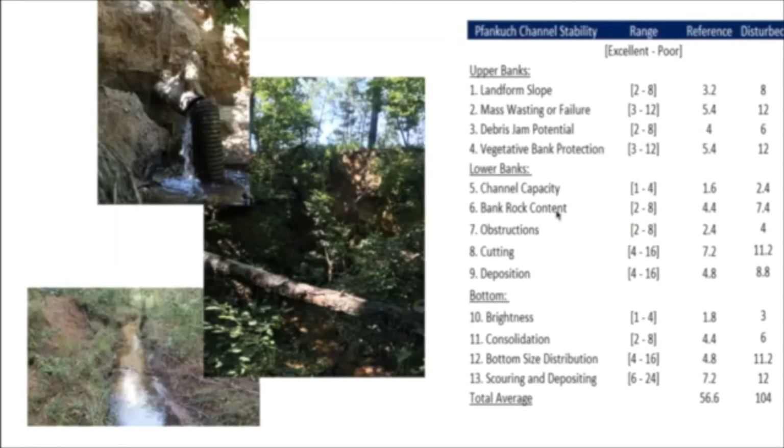But if we look still upstream to downstream, this is what the downstream portion looked like before it was restored. You had just excessive erosion, and we can look at the channel stability by looking at the upper banks, the lower banks, and the bottom to see how they rank. The higher the score in this case, the worse it is, and so the score is almost double what it is in that upper tributary. So obviously a very unstable, actively eroding system.